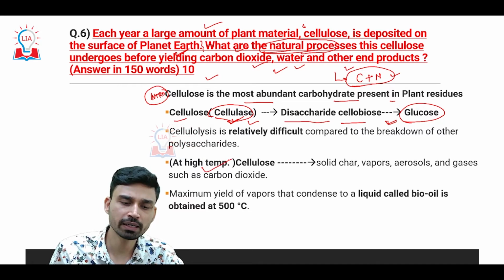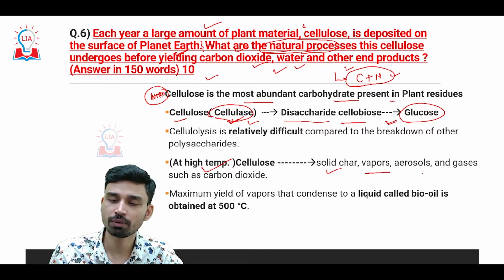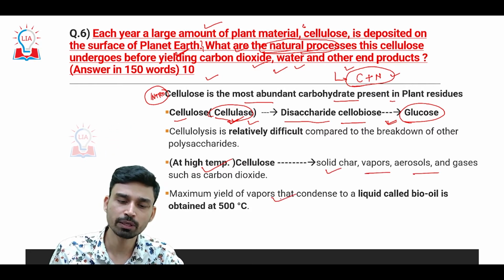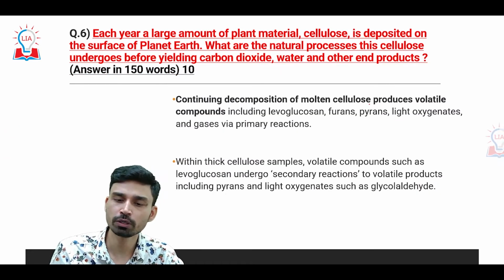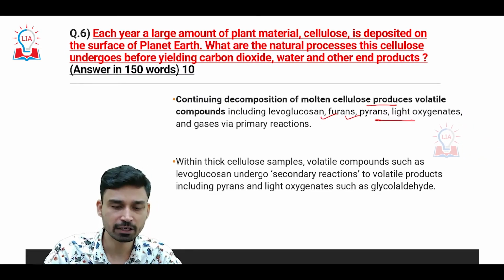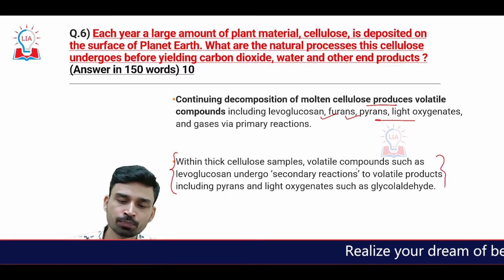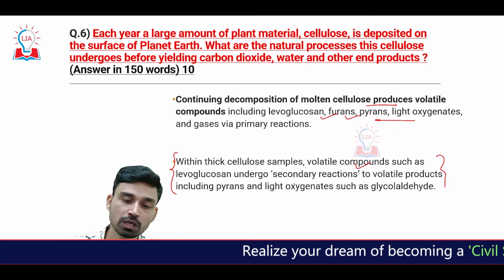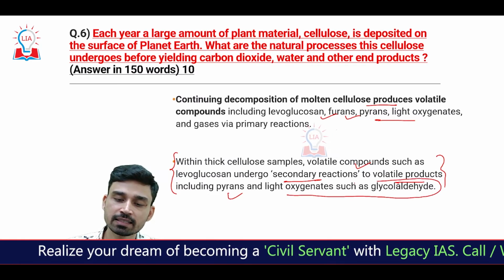Apart from that, we can also talk about how at high temperature we have different types of decomposition, where cellulose directly decomposes into solid char, vapors, aerosols and gases such as CO2. The maximum yield of vapors that condense to a liquid called bio oil is also obtained from cellulose, but at a very high temperature of 500 degrees Celsius. Further, you can write that the decomposition of molten cellulose produces different compounds such as levoglucosan, furans, pyrans and such kinds of compounds. And in conclusion, you can write again about cellulose, that within thick cellulose samples, volatile compounds such as levoglucosan undergo secondary reactions to volatile products including pyrans and light oxygenates such as glycolaldehyde.